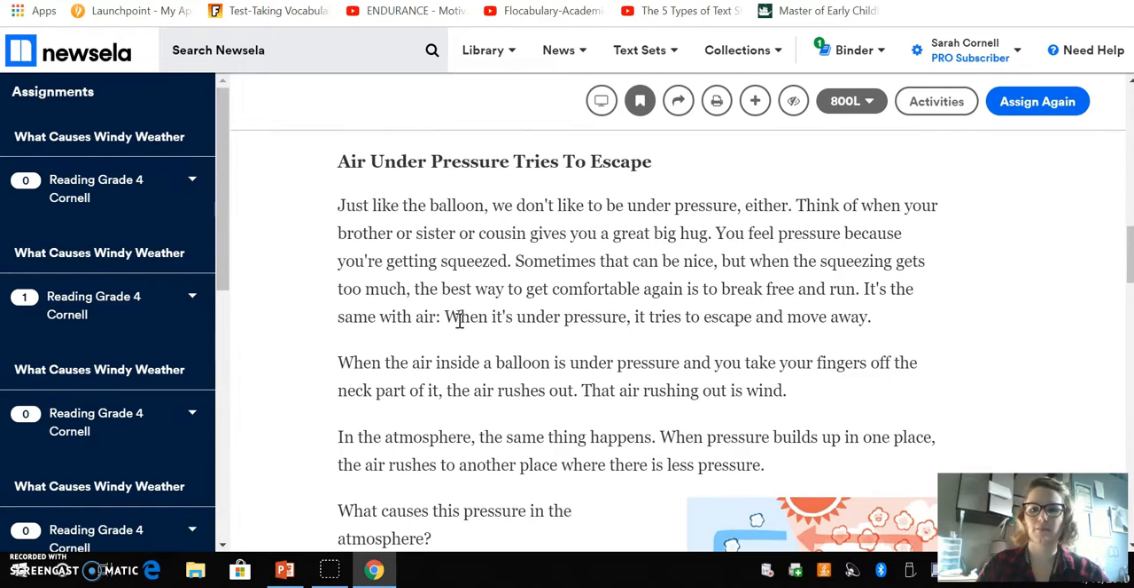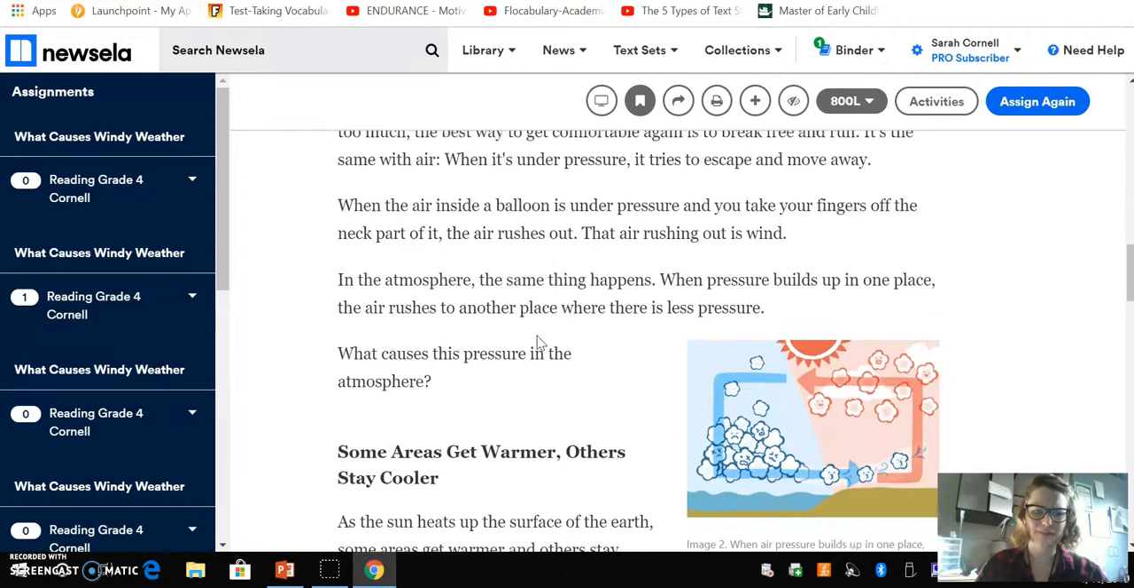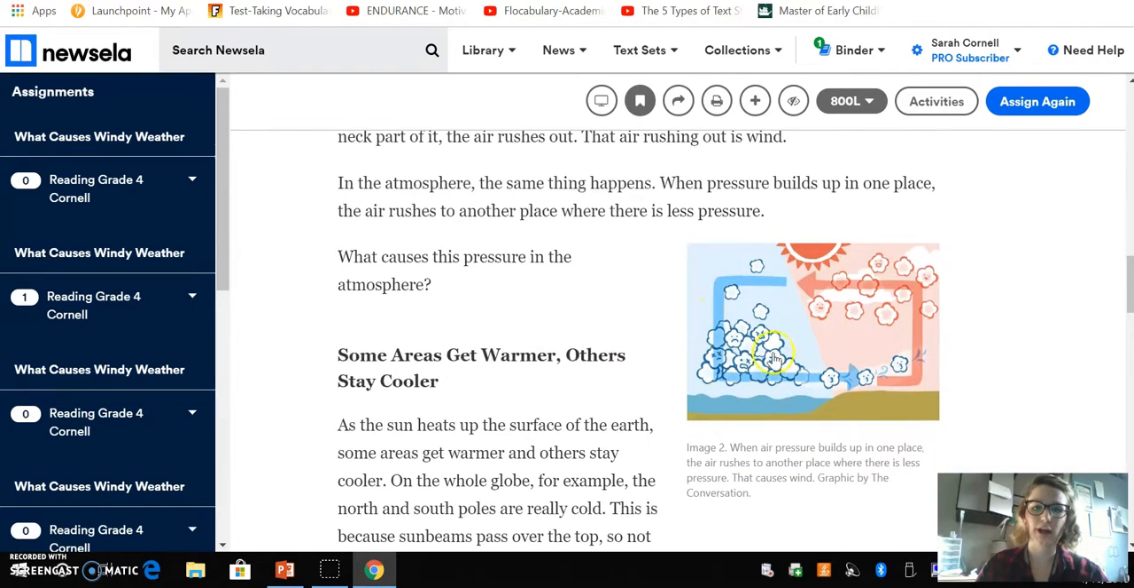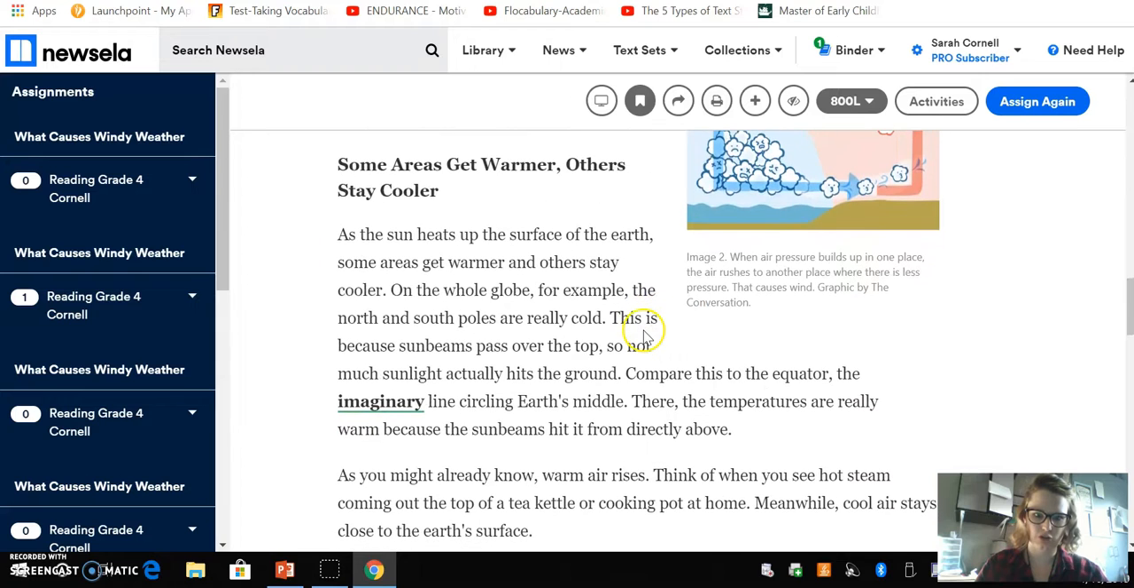All right, so as I continue, again, I'm looking for words that I may not understand or need to know more information about. So think of when your brother or sister or cousins, you're getting squeezed under pressure. Again, all just talking about the picture. Pressure, I do see a text feature there.